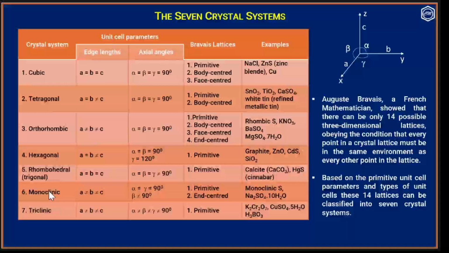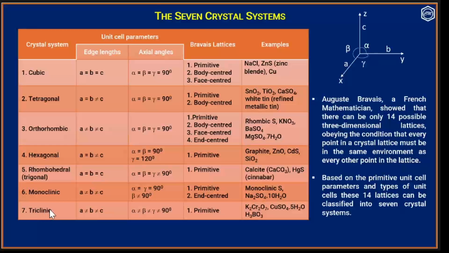Next one is monoclinic. Here a ≠ b ≠ c, but α = γ = 90 degrees and β is not equal to 90 degrees. Two Bravais lattices are possible, primitive and end-centered. Examples are monoclinic sulfur, sodium sulfate, 10H2O, etc.